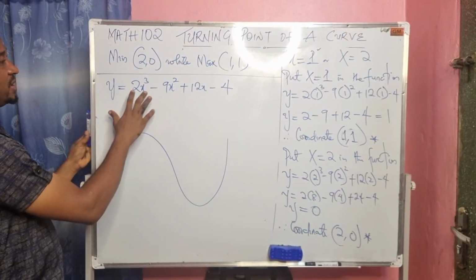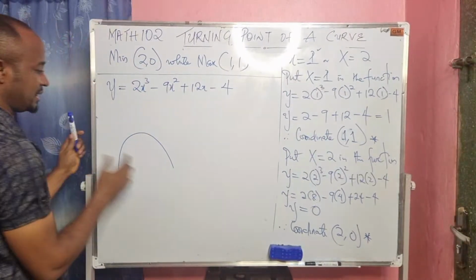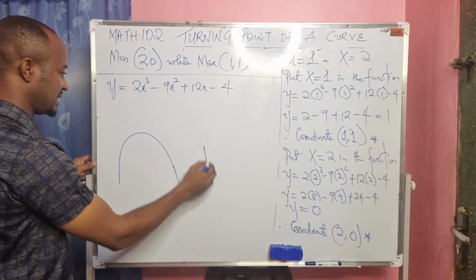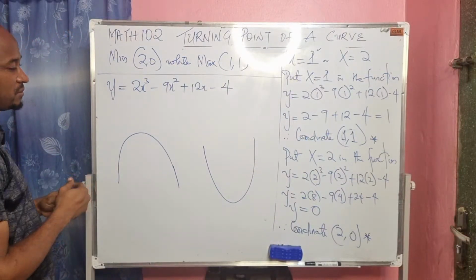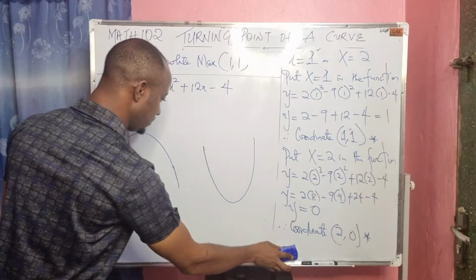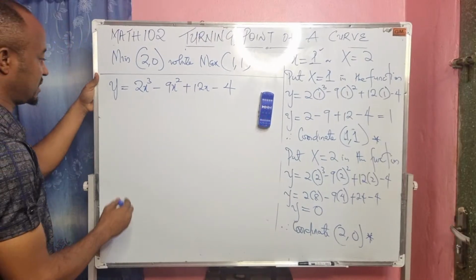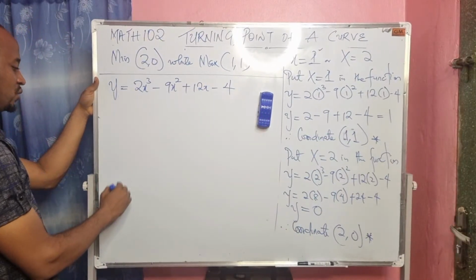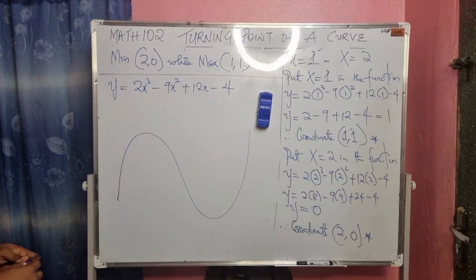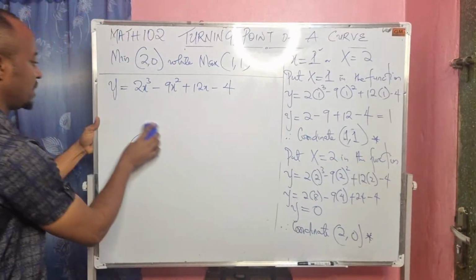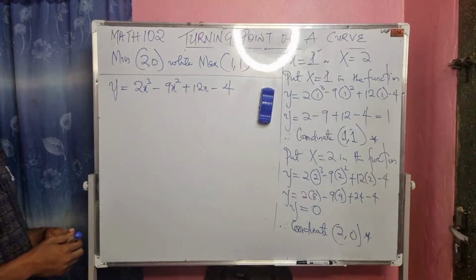If the highest power is 2, it means we can only have either this kind of curve or this kind of curve, right? So let's see how we can sketch this curve to look like the function itself, exactly like this. What we have to do is to find the roots of the equation.